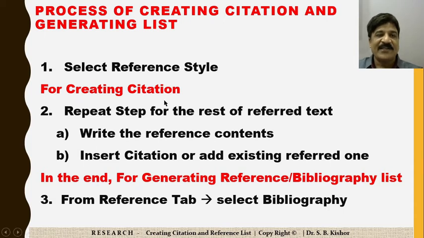Then for creating a citation, what you need to follow? You need to follow these two steps continuously. Write the reference contents, it means the material that you use from certain sources. Write it on your paper or thesis and insert the citation. Click on the Insert Citation button or add an existing referred one. It might be possible that you have already created a citation of that, and once again you want to use the same source. So in that case, you need to add an existing one. So we will see how to do it.